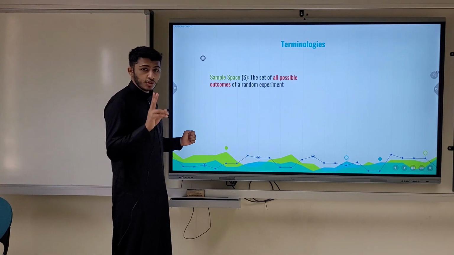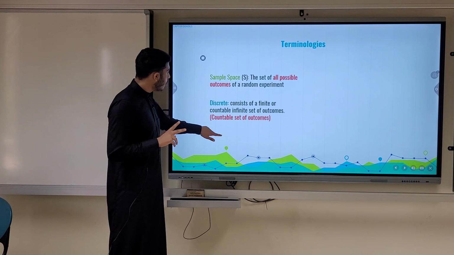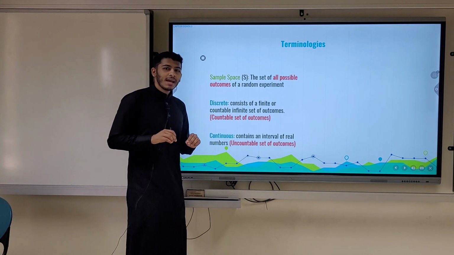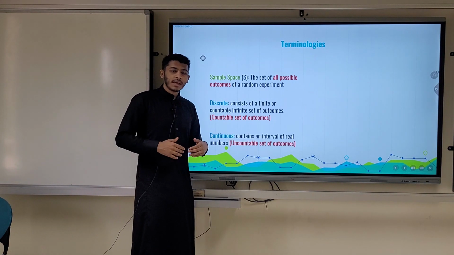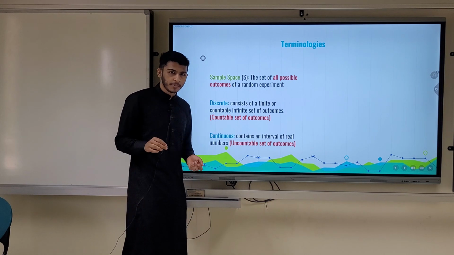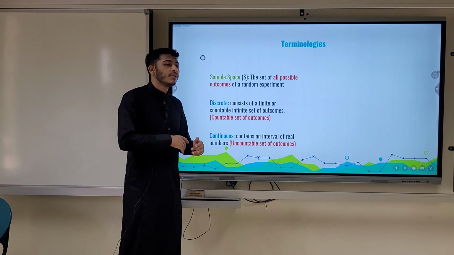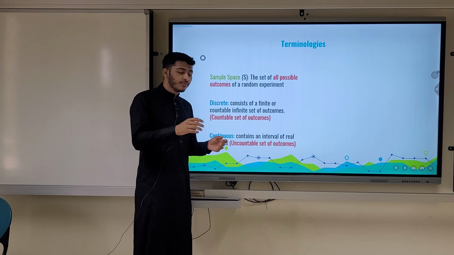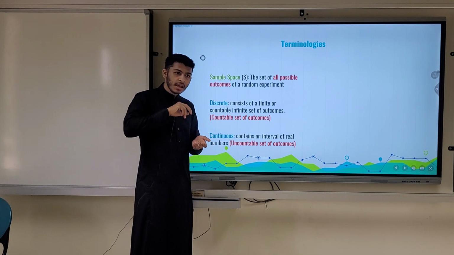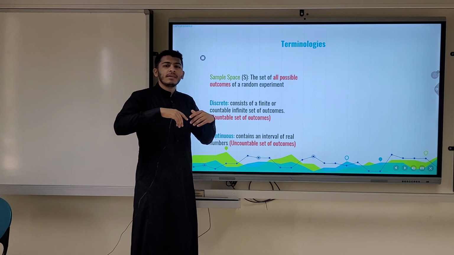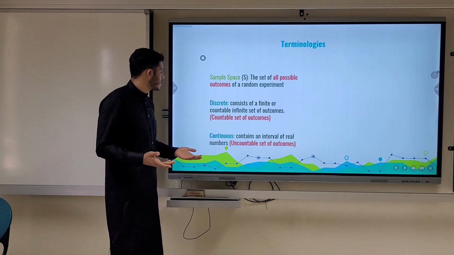However, sample spaces come in two ways, either discrete or continuous. Discrete means that you can count it. You can count the number of outcomes individually. And they can be finite or infinite. So you might have an infinite set that does not end, but however you can count each and every outcome in the set of the sample space.